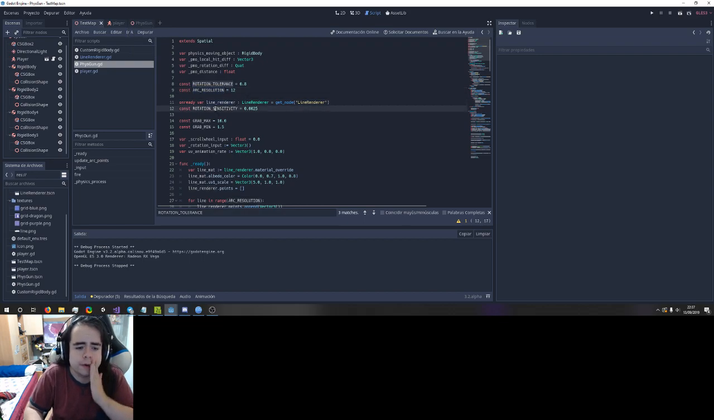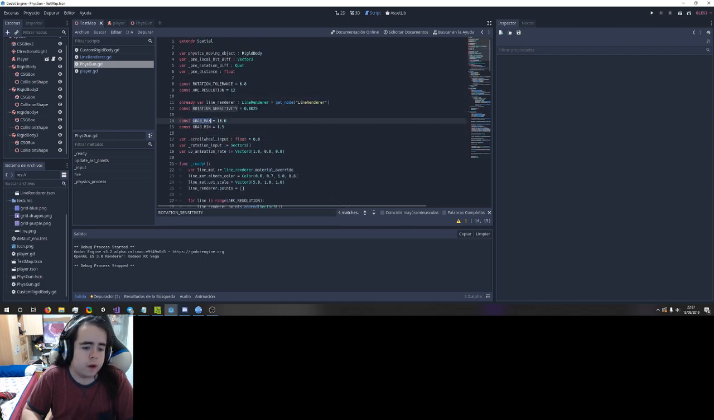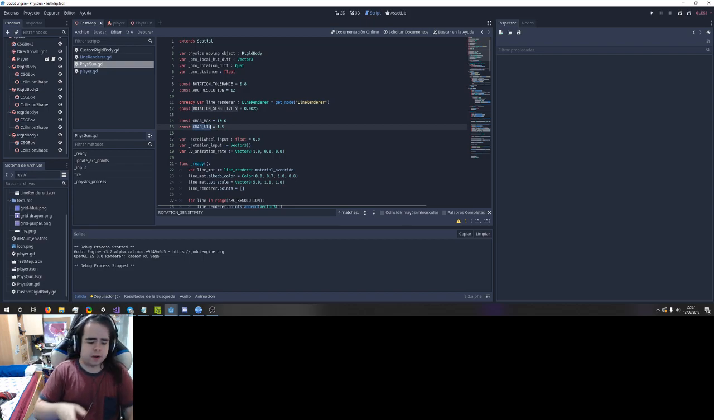You have a line renderer, rotation sensitivity, which is how much the rotation moves in relation to the input we are receiving. And then we have the maximum grab range and the minimum grab range. So basically the idea is that if I grab this object from here, it's not going to get closer than 1.5 units, which is 1.5 meters, because Godot uses standard units.